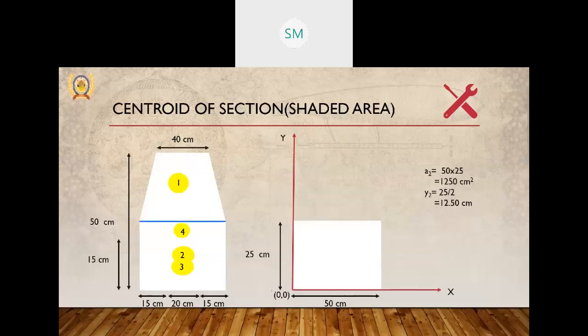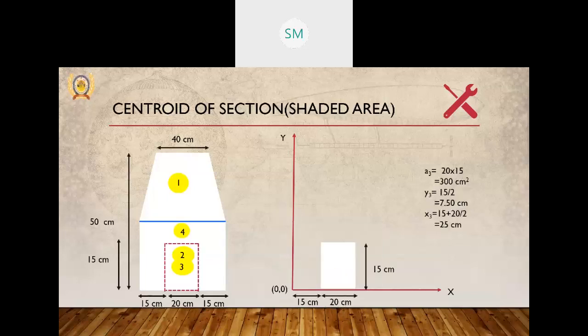Now look at the second figure, that is a rectangular figure having dimension of 50 by 25. The area will be 1250 centimeter square and y2 will be 25 by 2 because measuring from the x-axis. So these two areas we know. Now this is the deduction part. A3 is the rectangular part 15 by 20 centimeter. Area we can calculate, 300 centimeter square, and y3 is 15 by 2 and x3 will be, because measuring from the y-axis, 15 plus 20 by 2, so that is coming out to be 25 centimeter.